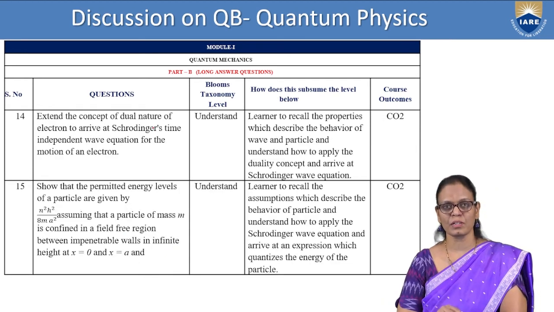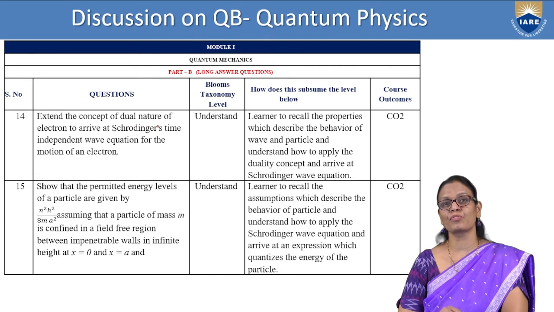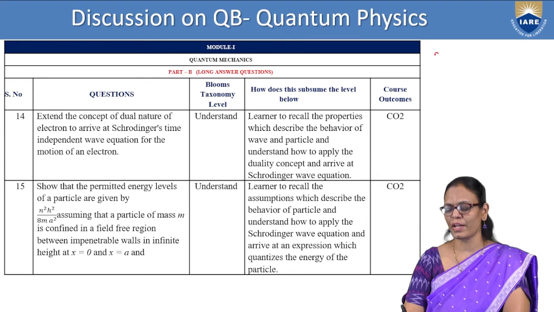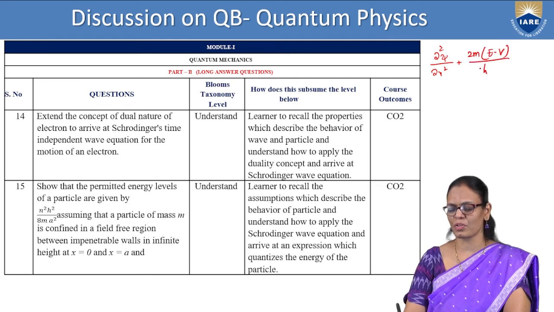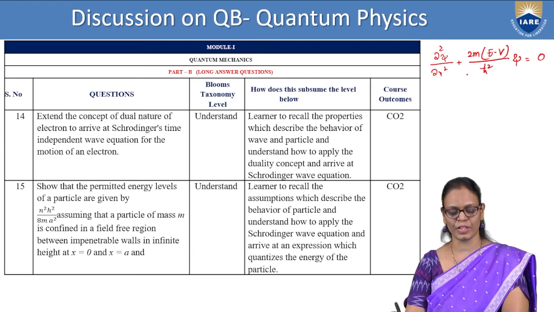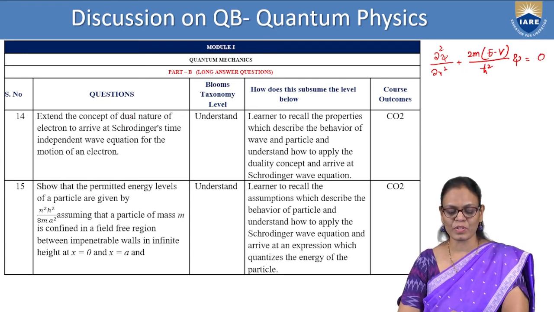Then the 14th question: extend the concept of dual nature of electron to arrive at Schrodinger's time independent equation. So in short, you will have to derive Schrodinger's wave equation. What we have derived is del square psi by del x square plus 2m into (E minus V) upon h cross square times psi is equal to 0. This is what we have to derive. But here you have to start with the concept of dual nature.